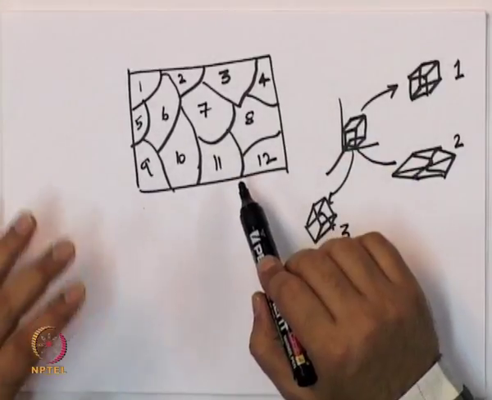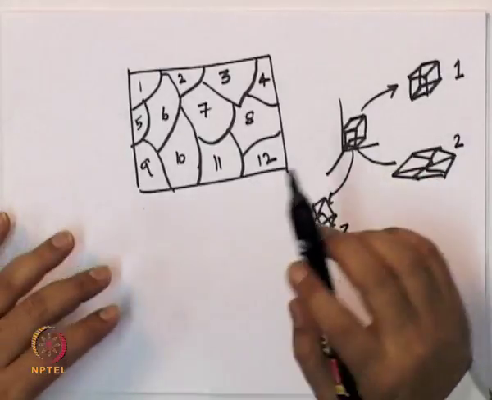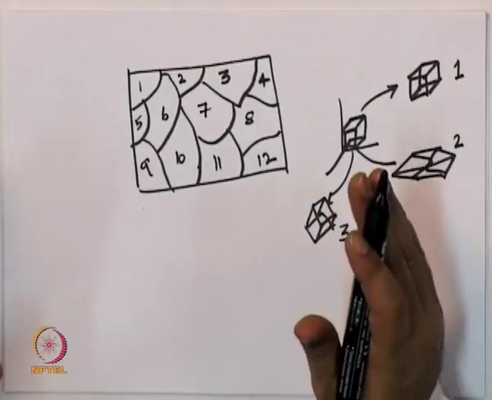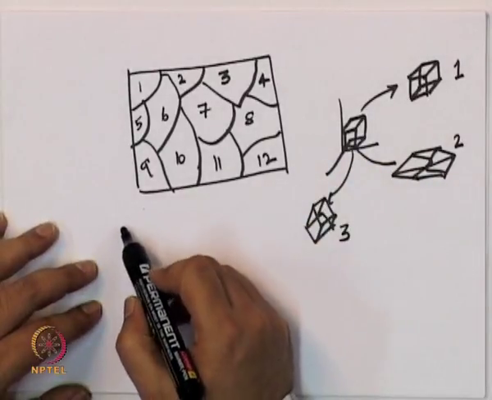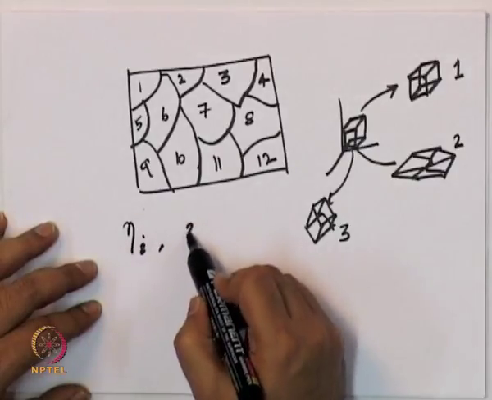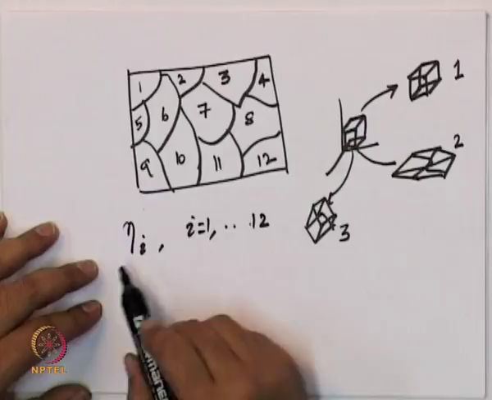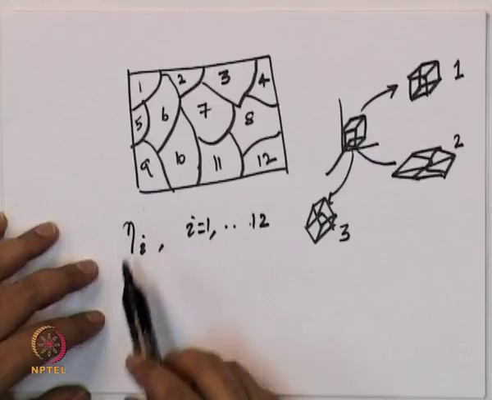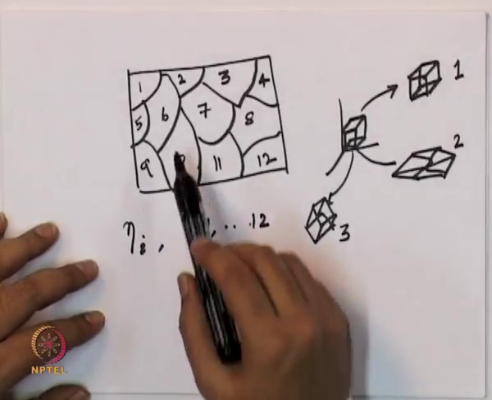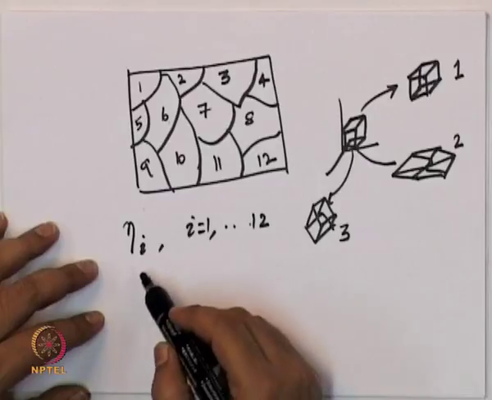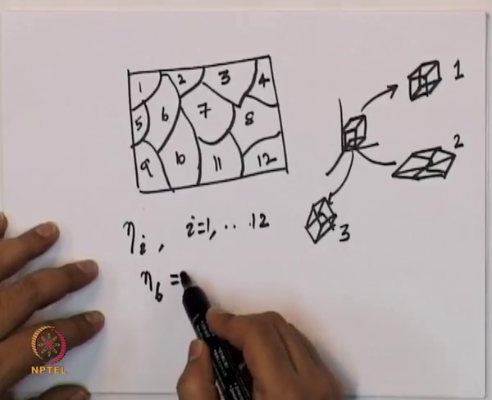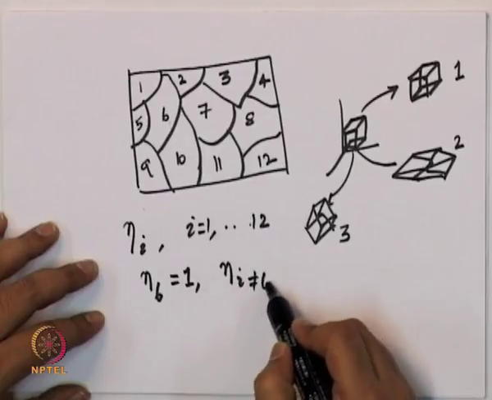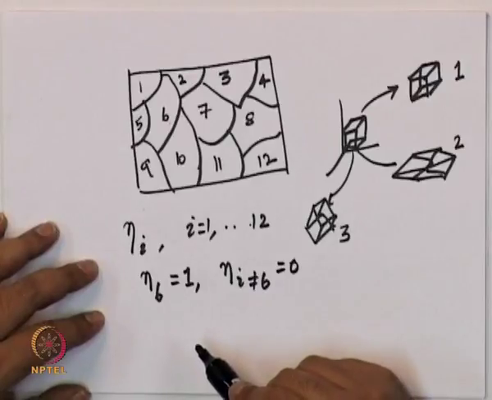Now, the order parameter that we use to describe this can be thought of in 2 ways. One way is to think of eta_i, where i goes from 1 to 12. Now, how do we define these order parameters in the ith grain? Suppose I am looking at the 6th grain, then eta_6 is equal to 1, and the other eta_i, i not equal to 6, are all 0.